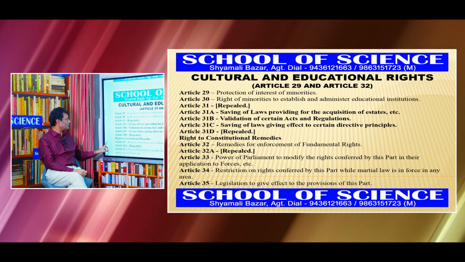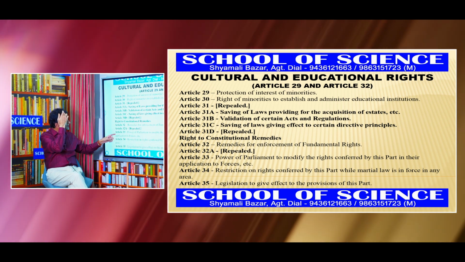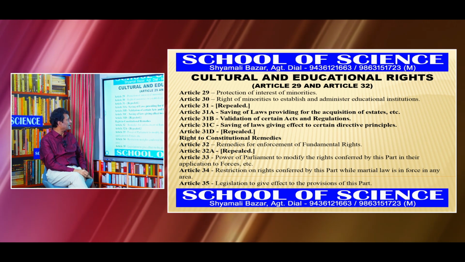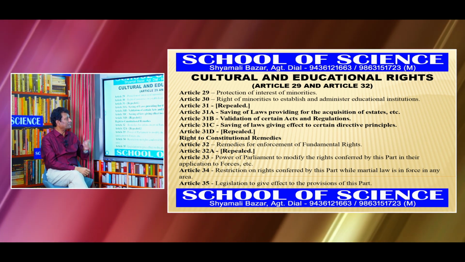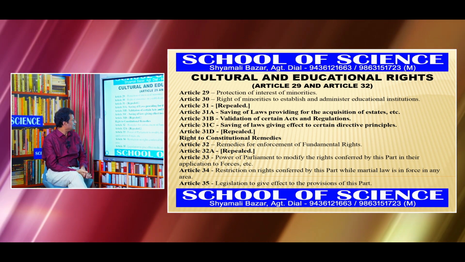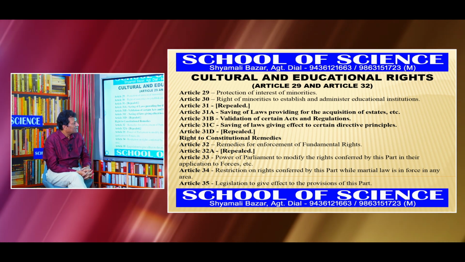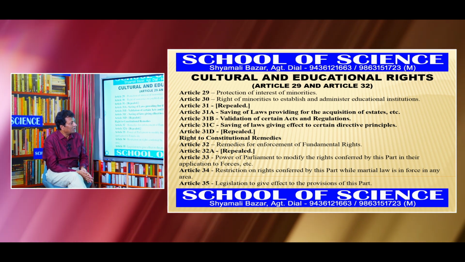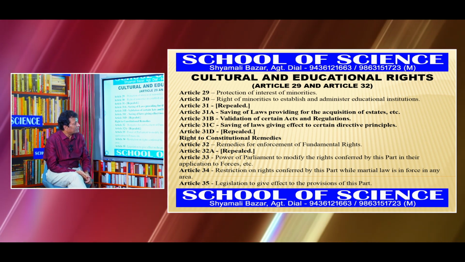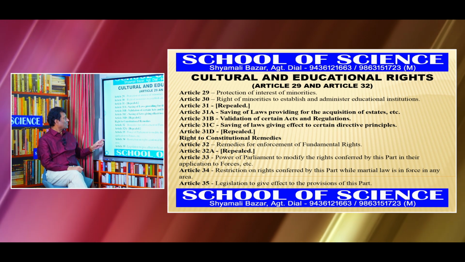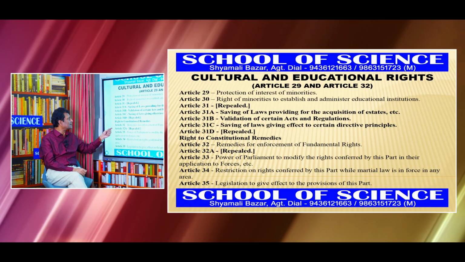And right to constitutional remedies comes under Article 32. Now this consists of Article 32, remedies for enforcement of fundamental rights. Article 32A been repealed. Article 33, power of Parliament to modify the rights conferred by this part in their application to forces, etc. Article 34, restriction on rights conferred by this part while martial law is in force in any area. Article 35, legislation to give effect to the provisions of this part. Okay. Now you see right to constitutional remedies, Article 32.